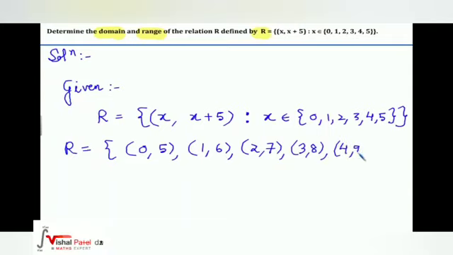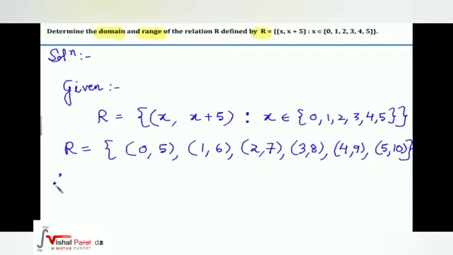3, 8, 4, 9, 5 and 10. We can take X value, we can't take X value more than 5. So your final possible relation is (0, 5), (1, 6), (2, 7), (3, 8), (4, 9) and (5, 10).